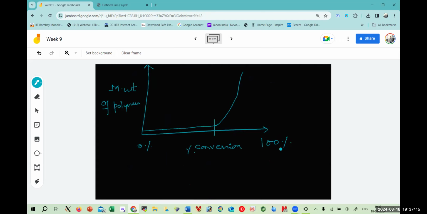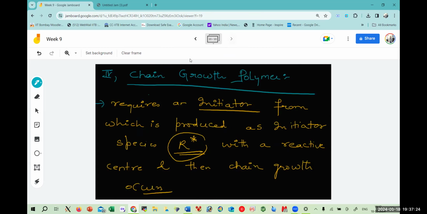Once it reaches a certain completion rate, the molecular weight immediately shoots up, which is not there when we are talking about chain growth polymers, because chain growth is irrespective of your conversion rate. It will give you the maximum molecular weight at the first stage itself, because it's a very fast process.